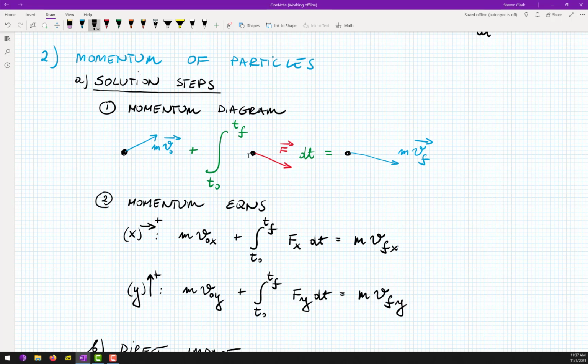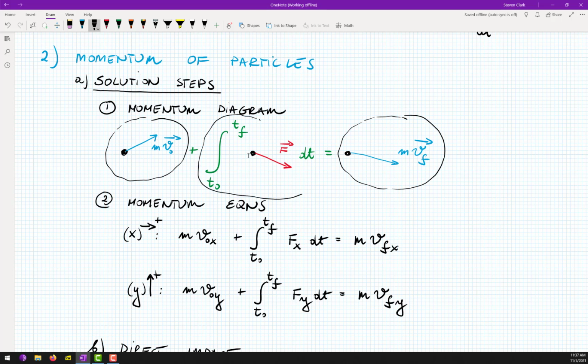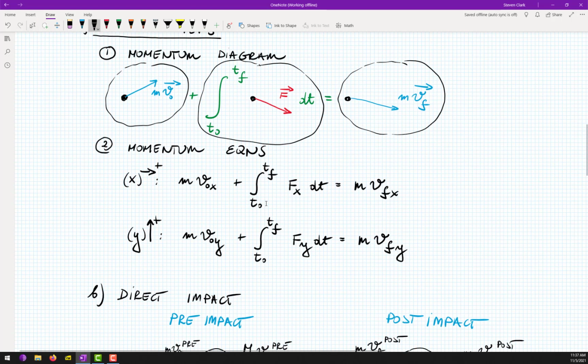So on the momentum diagram, I show the initial momentum of the particle. Then here I show the final momentum of the particle, and in here I show the impulse acting on the particle. Once I have this momentum diagram or diagrams, I just write down momentum equations along the x direction, y direction, or any direction I want. Remember there were problems where we wrote these equations along the t direction, for example, some other direction.